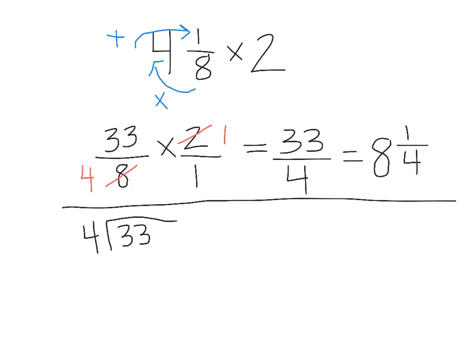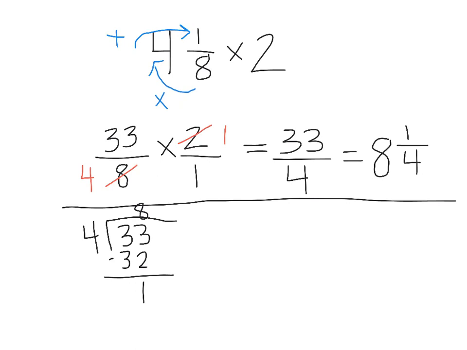So I do 33 divided by 4. 4 fits into 33 8 times. 8 times 4 is 32. We subtract. 33 minus 32 is 1. We check. There's nothing else we need to bring down. So our remainder is 1. However, since we're dealing with fractions, we're going to take our remainder and turn it into a fraction.